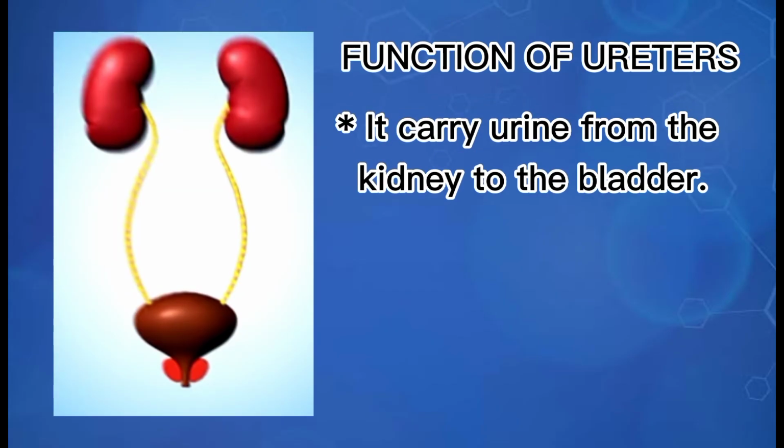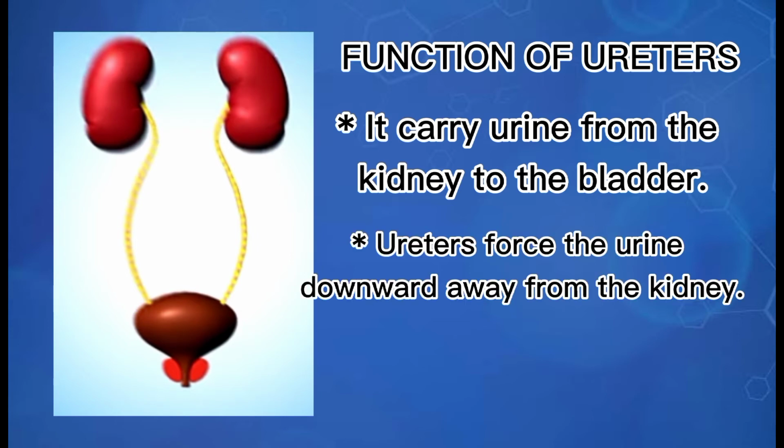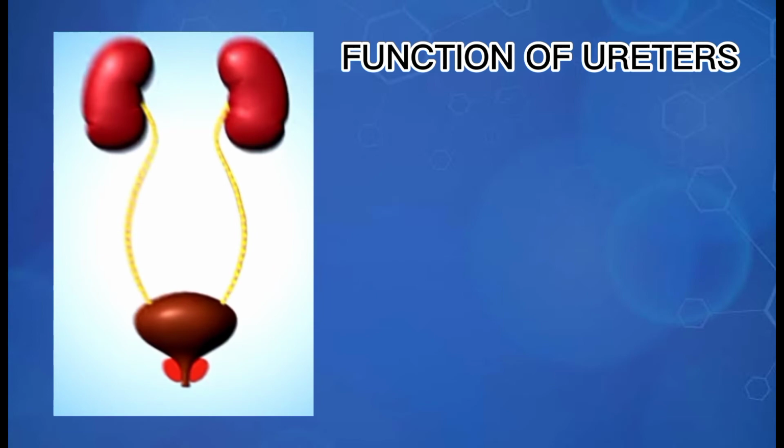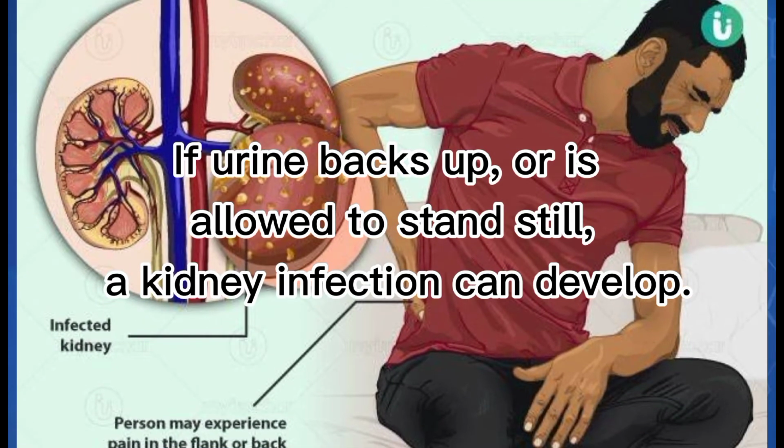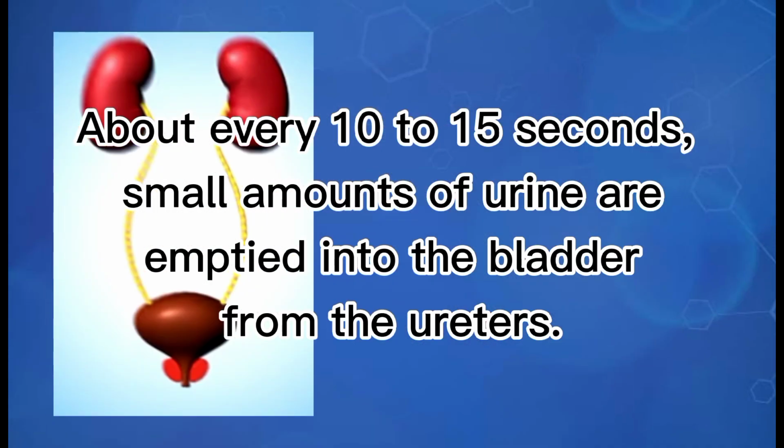2 ureters. These narrow tubes carry urine from the kidneys to bladder. Muscles in the ureter walls keep tightening and relaxing. This pushes urine downward away from the kidney. If urine backs up or is allowed to stand still, a kidney infection can develop. Every 10 to 15 seconds, small amounts of urine are emptied into the bladder from the ureters.